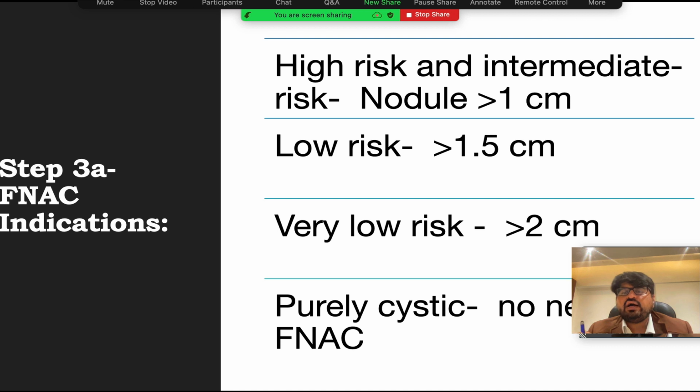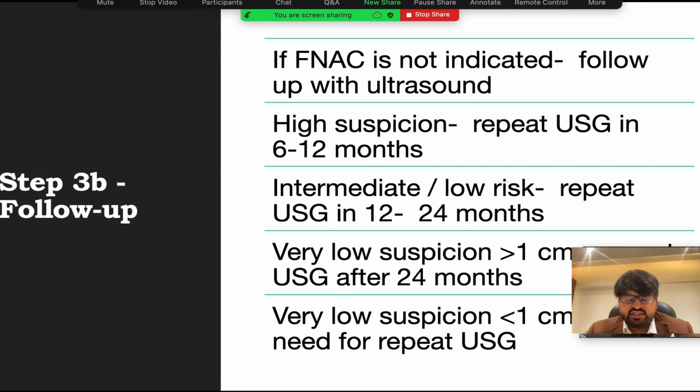You don't need to do a core needle biopsy. In fact, FNAC should be done, right? FNAC is a priority, and a core needle biopsy is not indicated, nor is an excision biopsy indicated in all patients. FNAC must be done in selected patients where further evaluation is required. Again, if you have high risk nodules, like I said, more than 1 centimeter, you can consider doing an FNAC. If it's low risk or very low risk, 1.5 to 2 centimeters would be the indication. If you are dealing with a purely cystic nodule, like we saw earlier, such cystic nodules can be just left behind and FNAC is not required.